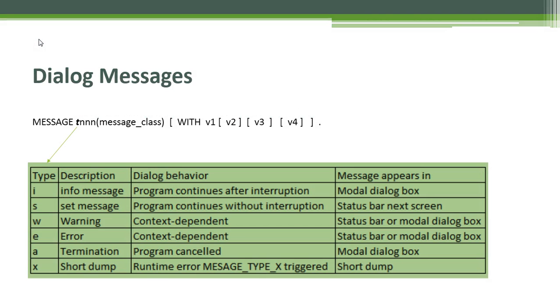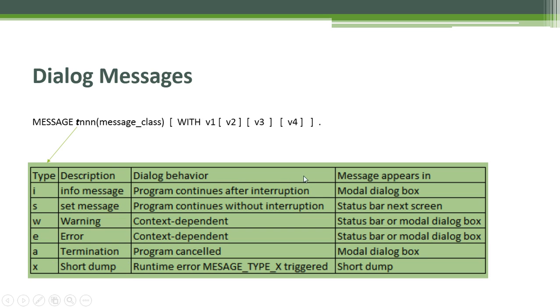Dialog message. For example, you type in the ABAP keyword message and then you specify the 3-digit number and the message class. The type of the message can be an info message, a status message, a warning, an error, a termination, or a short dump.